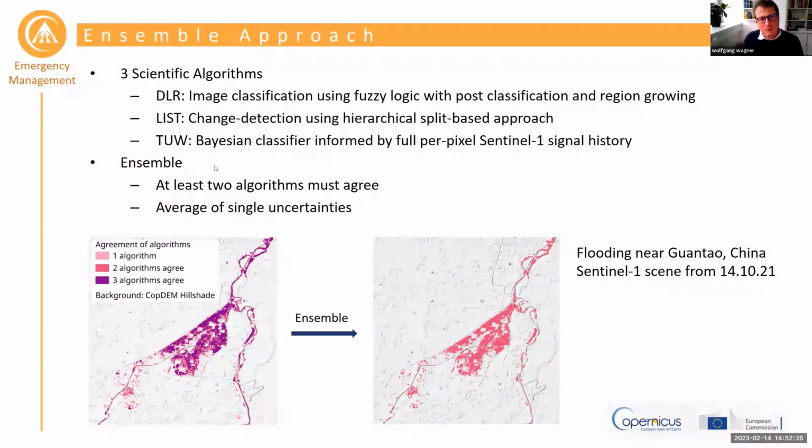In order to give you a flood estimate in the final product, we say that at least two algorithms must agree. So for example, you would have a situation of a flood that occurred in China, and then we can look at whether one algorithm says there's flood, or two algorithms say there's flood, or three algorithms say it's flood, and then you would have the ensemble giving you a final map, which is the best automatic guess of where flooding has occurred or is occurring.